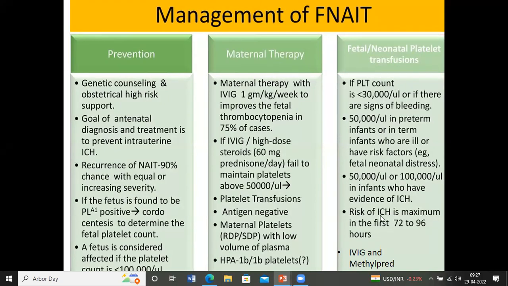The risk of ICH in the newborn is high in the first 3 to 4 days, and therefore you have to keep a very close eye on these newborns, and you might want to use IVIG and methylprednisolone in case of a positive child.